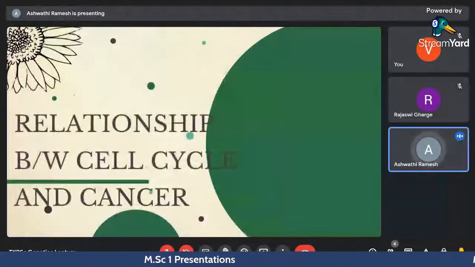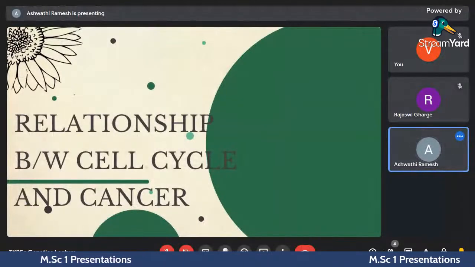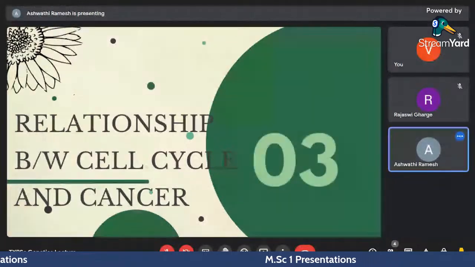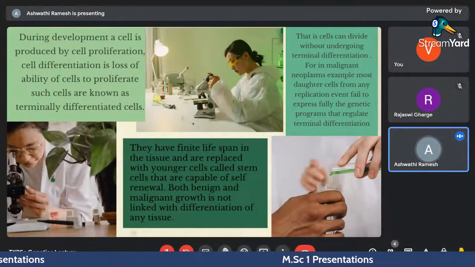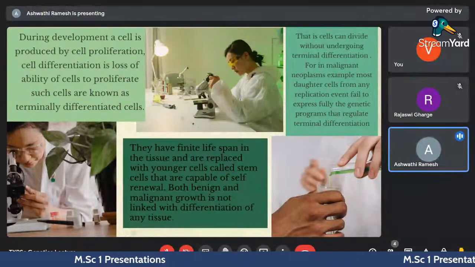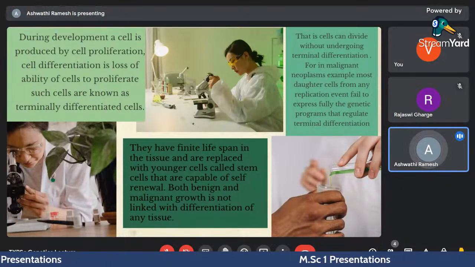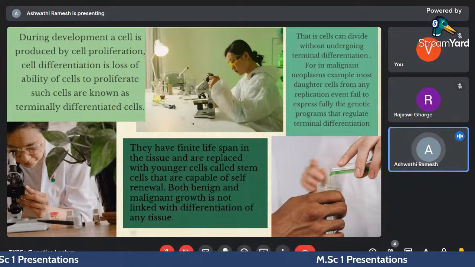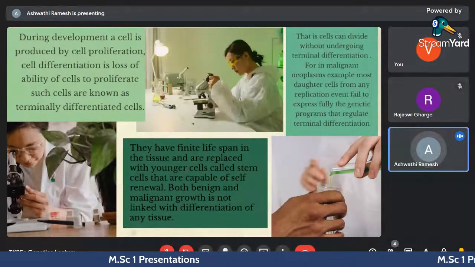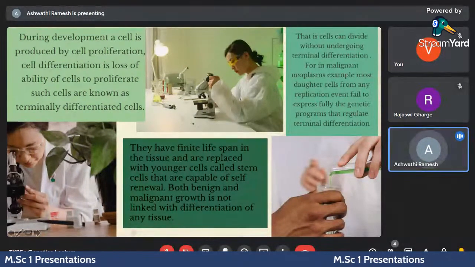So the relationship between cell cycle and cancer is that during development, cells are produced by cell proliferation. Cell differentiation is loss of the ability of a cell to proliferate. They have a finite lifespan in the tissue and are replaced with younger cells called stem cells that are capable of self-renewal. Both benign and malignant growth is not linked with differentiation of any tissue. That is, cells can divide without undergoing terminal differentiation.